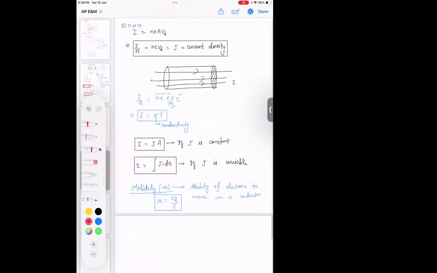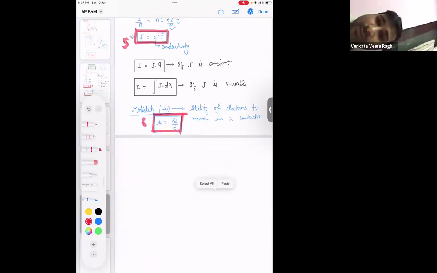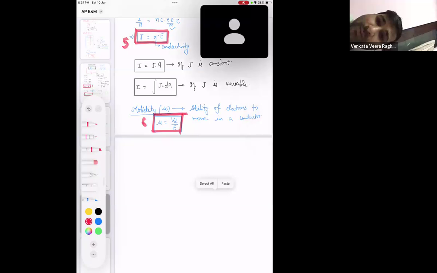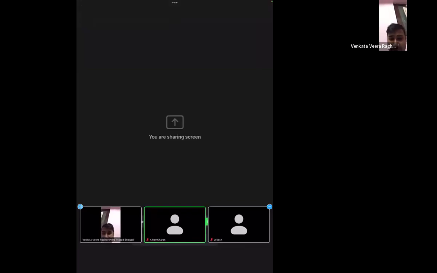One more thing we defined is called the current density. Current density, we can write it in terms of current per unit area, or in terms of field also we can write it. That is the fifth one, okay? And the last one is the mobility of the electron. Understood? These are the six important things we have learned till now. So please tell me, are you clear up to this? What we have discussed? Yes, sir. Charan and Lokesh.